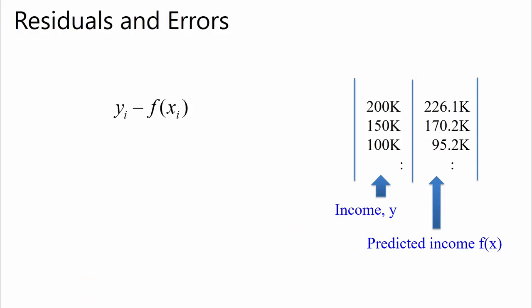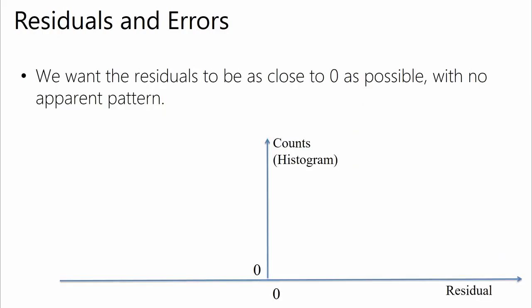Now, switching topics slightly, let's talk about residuals. The residual, or error, is just the difference between the predictions and the truth. And obviously, we want all of these to be close to 0. And we also don't want to see any sort of structure or pattern in these residuals, because then it would mean that there's more modeling that we have to do. So let's discuss this a bit more. Now, we want the residuals to be as close to 0 as possible. We don't want any apparent pattern in them.